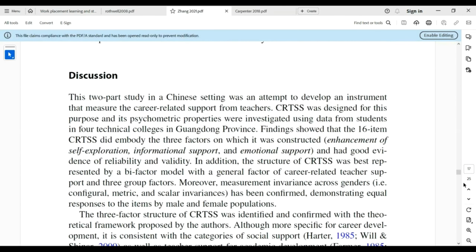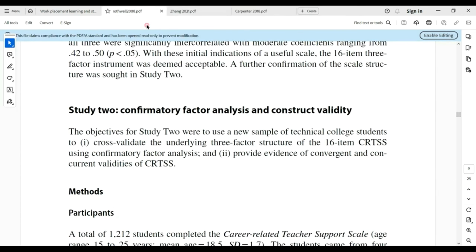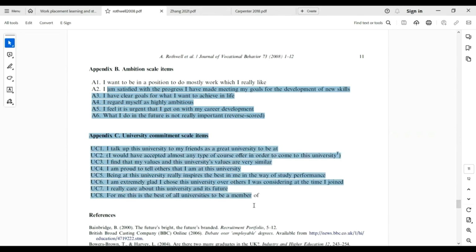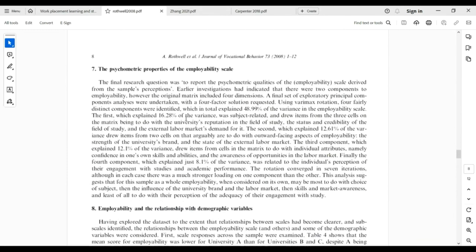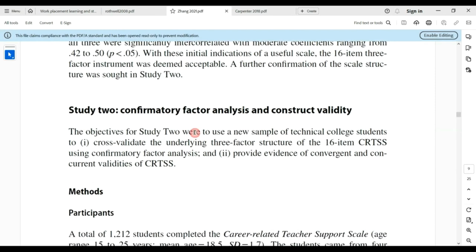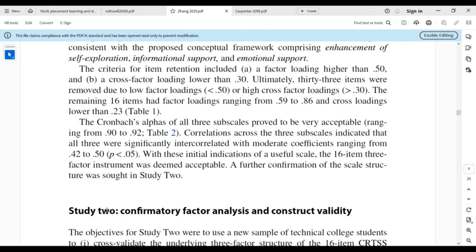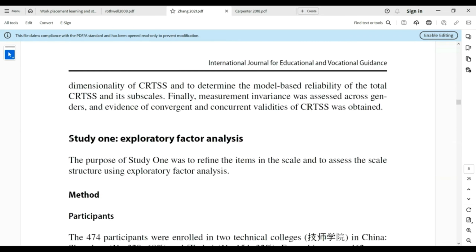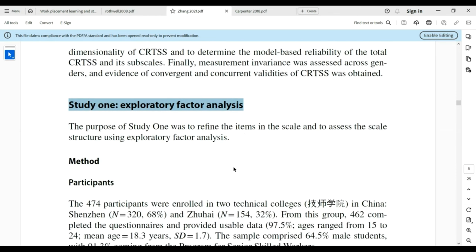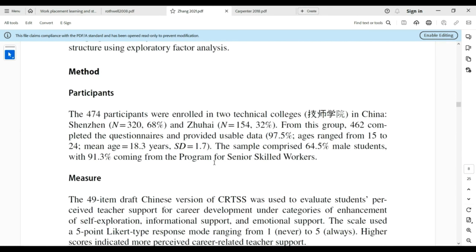If you read this paper by Zhang and Rothwell, you will also know that they passed through the exploratory factor analysis before they could arrive at these item statements. In most cases, they also collected separate data, I'm sure. Let me check. I think Zhang did study 1. You can see for Zhang, this is study 2, confirmatory factor analysis and construct validity. Now you can see that study 1 was exploratory factor analysis. So the exploratory factor analysis enabled him to explore using a different sample.